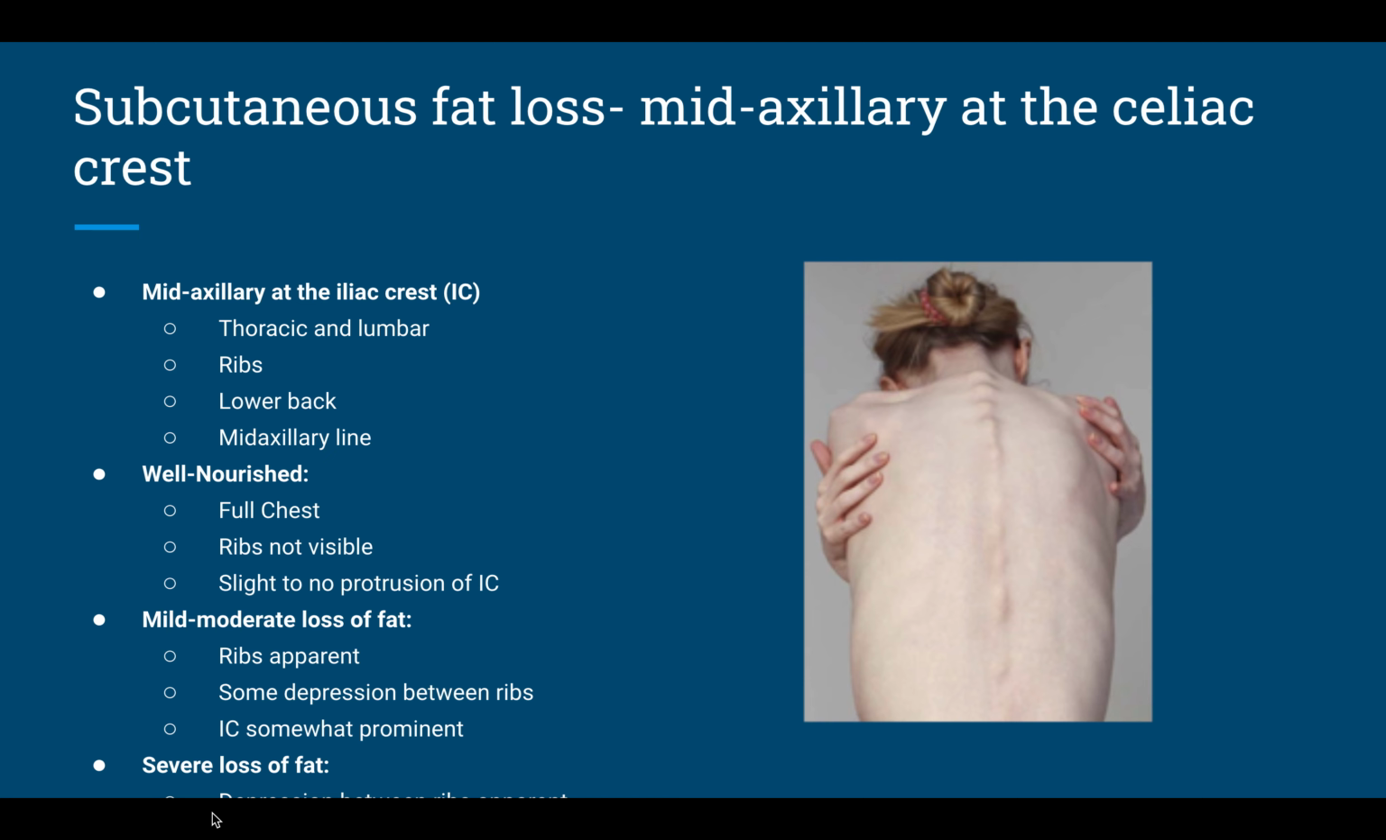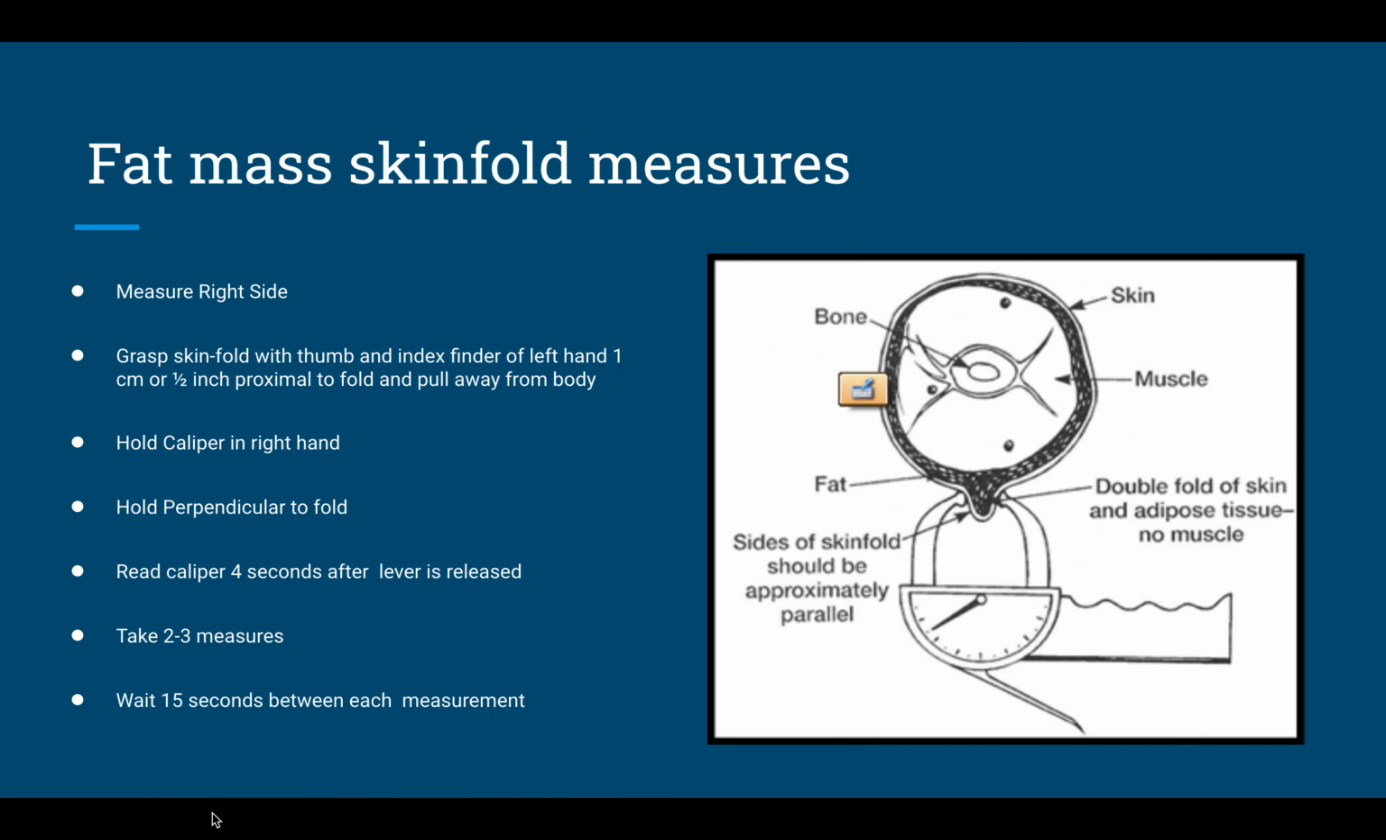When you see the back, in a well nourished patient, you're going to see a full chest. You're not going to see any ribs, and there's no protrusion of the intercostal spaces. When you have mild to moderate, you're going to see more of the ribs. It might not be the full-on ribs, but you might see some ribs and some depression between ribs. And with severe fat loss, you're going to see the ribs very visible.